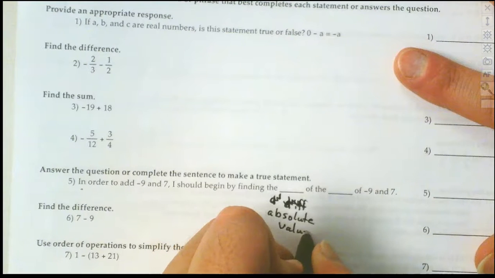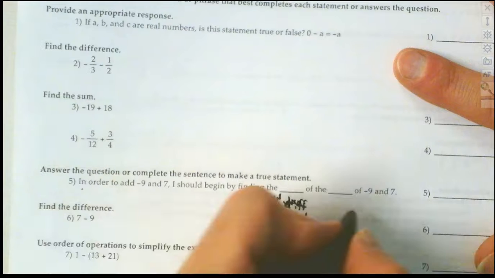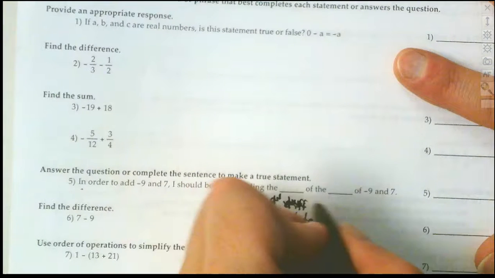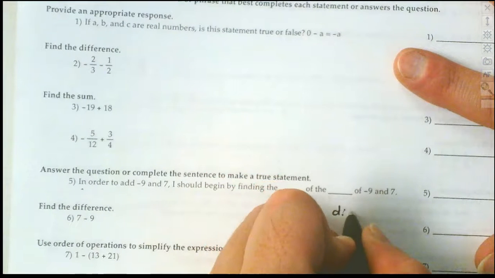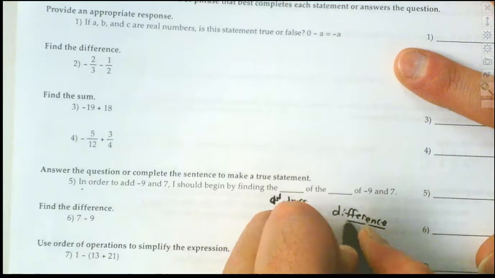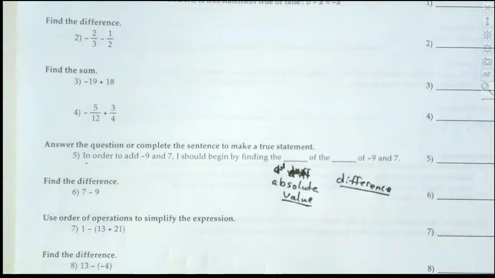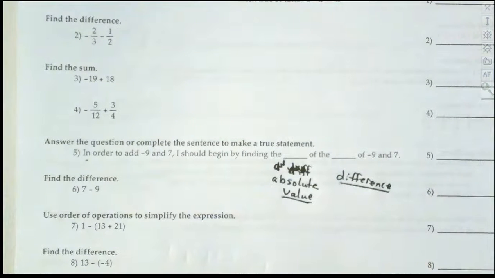So the absolute value is going to go first. And what are we finding the absolute value of? The difference. Just so it matches up with what we want, just so we got the wording right. So it'll be the absolute value, because they're different signs, of the difference.